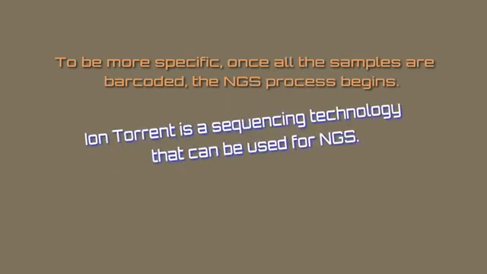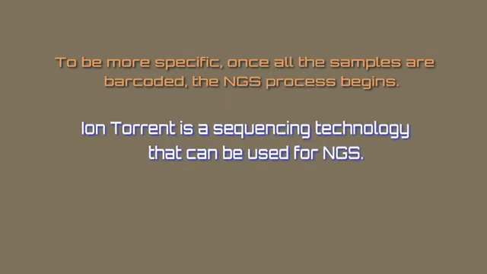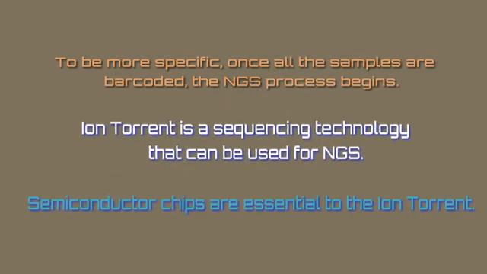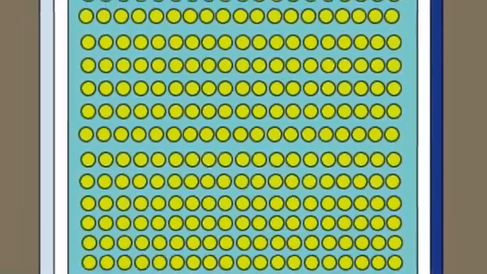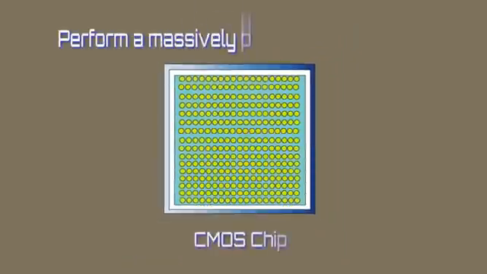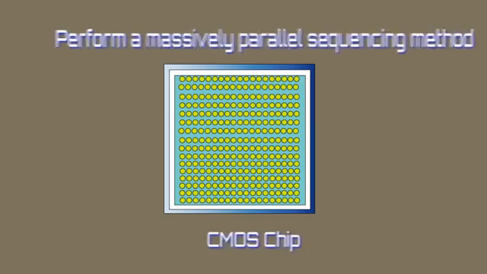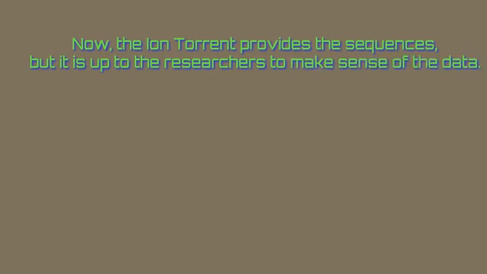Ion Torrent is a sequencing technology that can be used for NGS. Semiconductor chips are essential to the Ion Torrent. A complementary metal oxide semiconductor, or CMOS, chip is used to store the information and perform a massively parallel sequencing method.